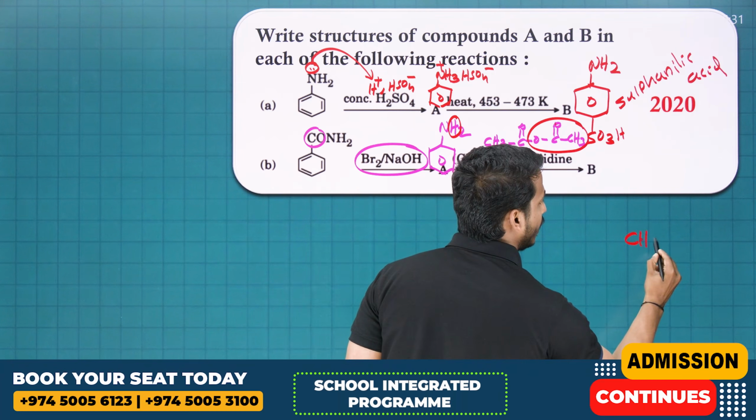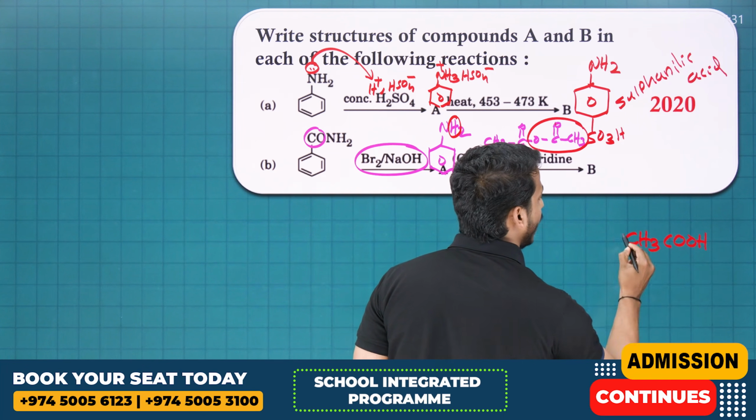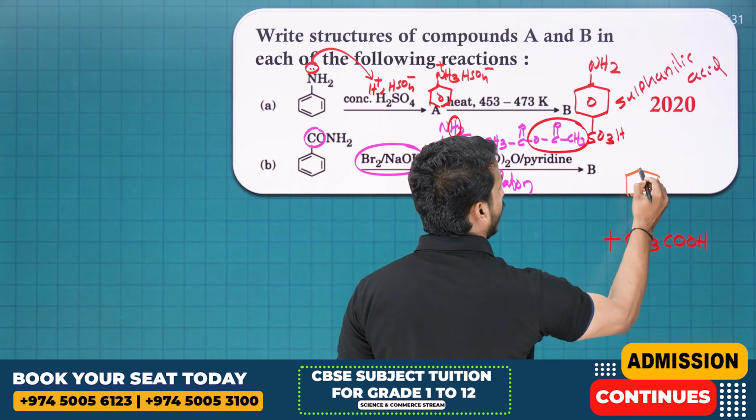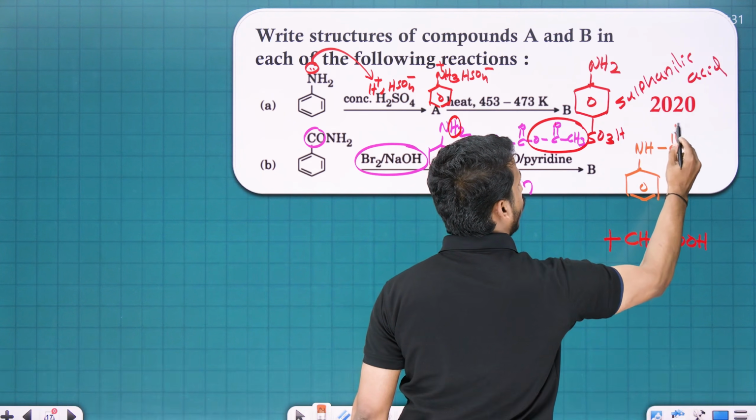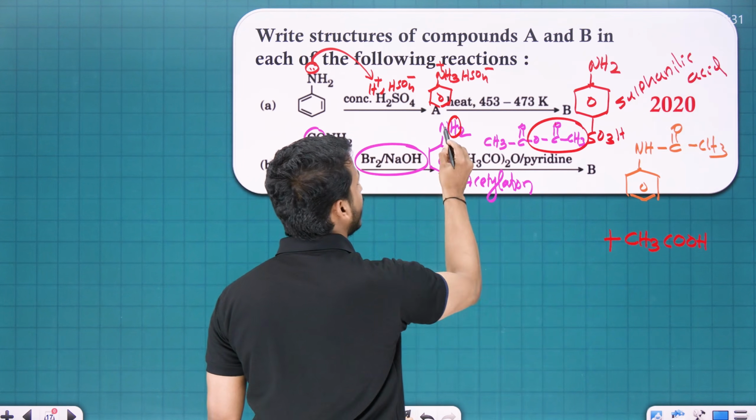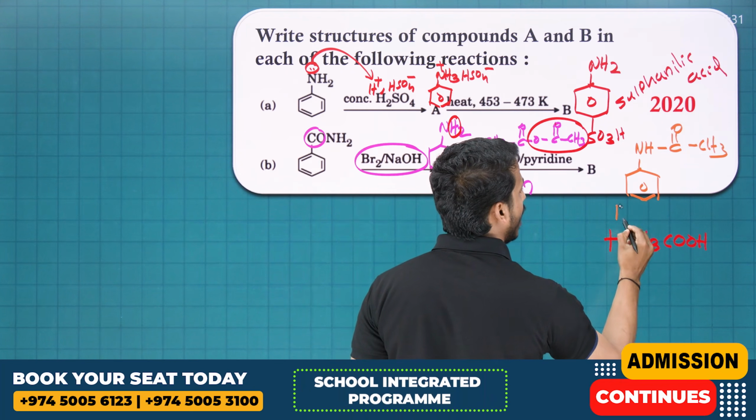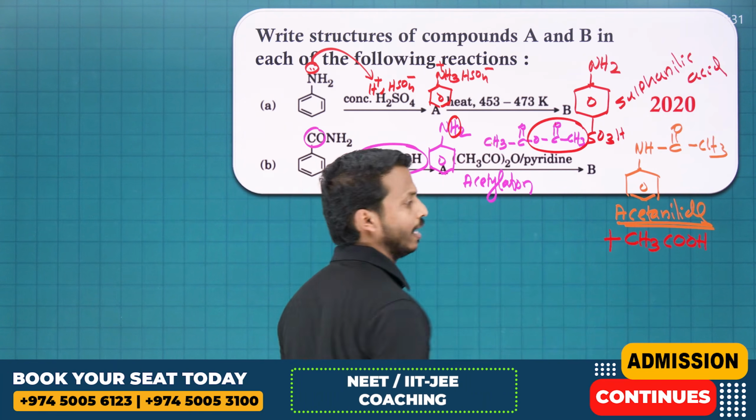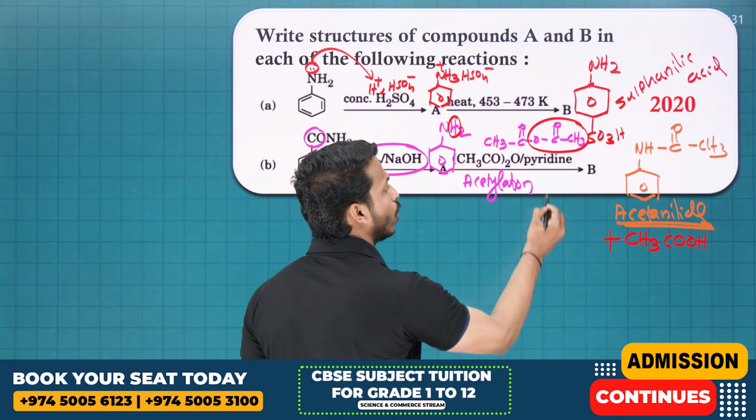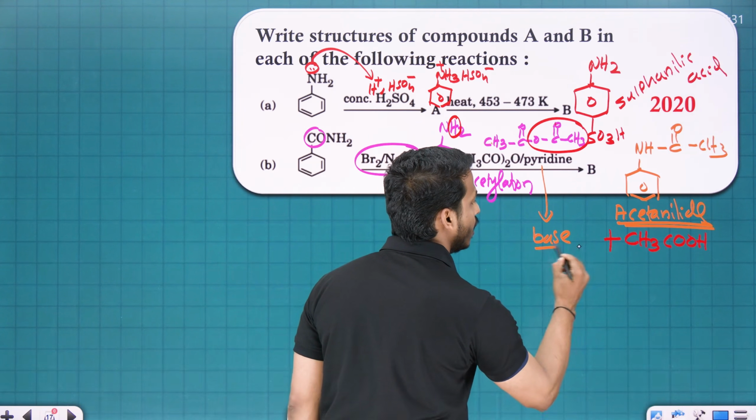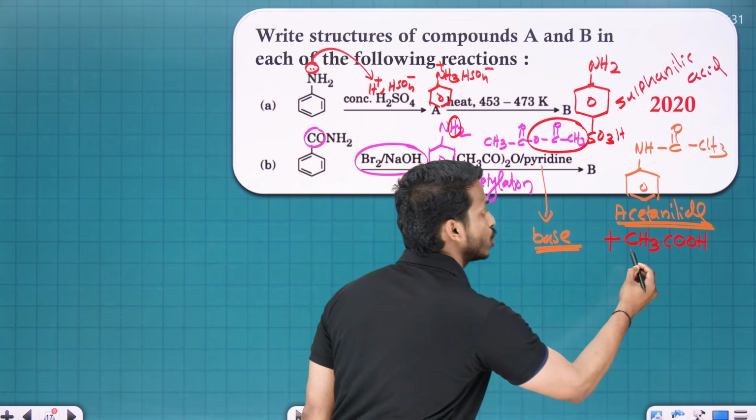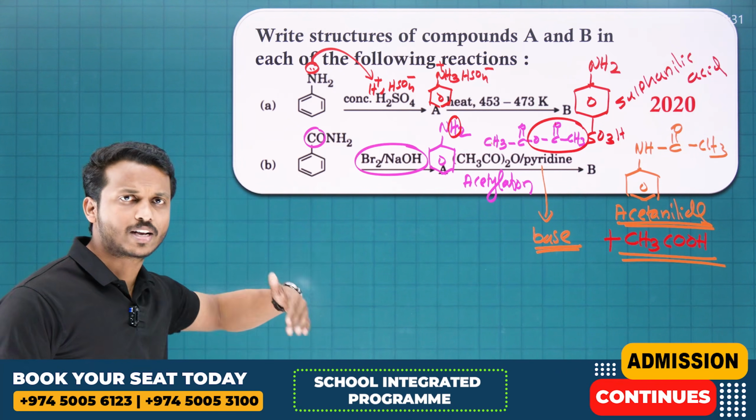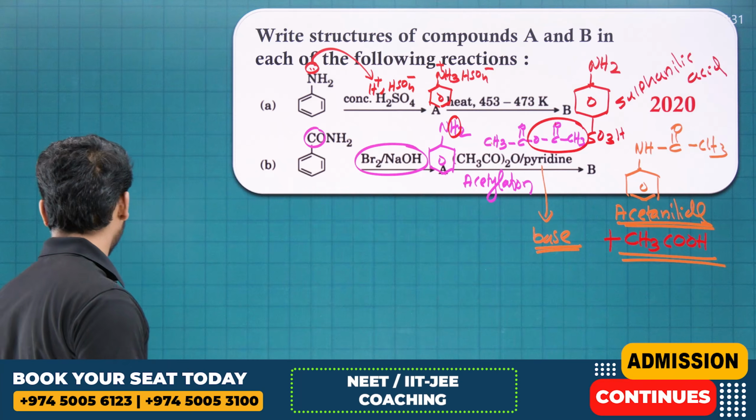CH3COOH. The byproduct is CH3COOH. What is the main product, my dear? The main product is benzene with NHCOCH3. This is called acetanilide. Okay, acetanilide. And why is there pyridine? Dear all, pyridine is a base. Pyridine acts as a base which is used to neutralize the byproduct acid. Okay, that's a reaction. Here no need to give explanation, directly write the product.